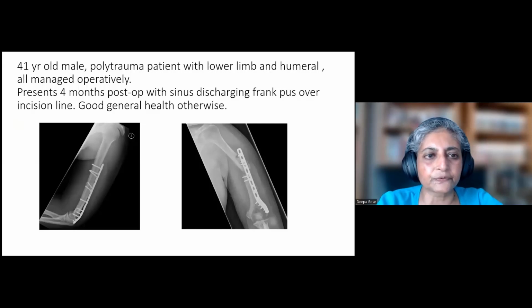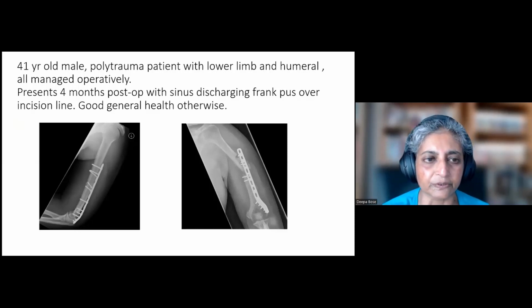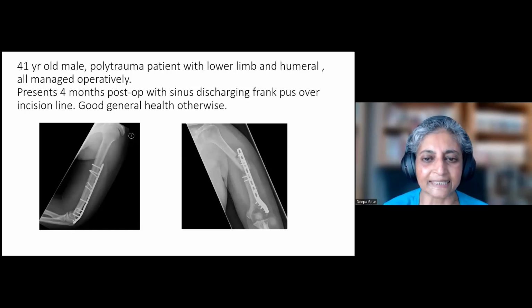So this is a 41-year-old male polytrauma patient with multiple fractures, but this question relates to his humeral fracture. So he had this fixed internally, and he presents 4 months after his surgery with a sinus discharging frank pus along the incision line. His general health is otherwise good, and the x-rays are as you see there. So if you've had a good look at those x-rays, then you can see now on your screen the multiple choice questions.